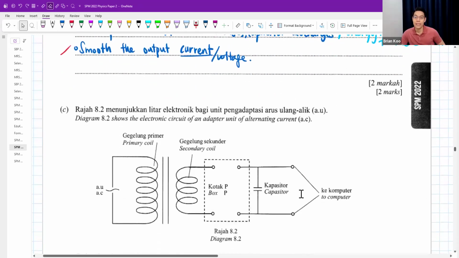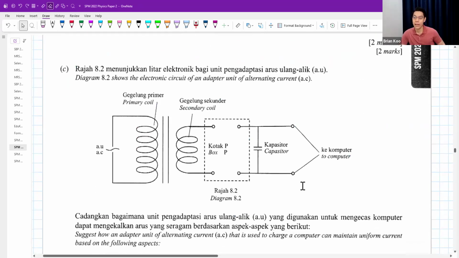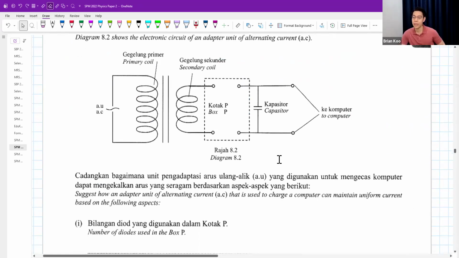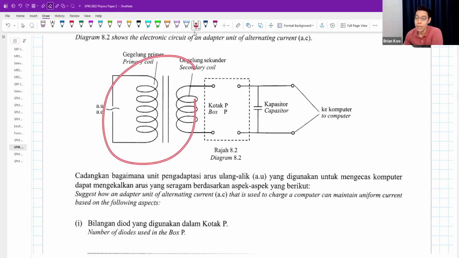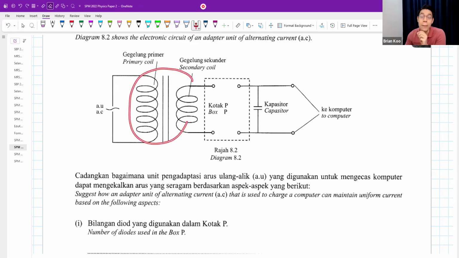Okay. But see, the diagram shows an electronic circuit with an adapter unit of an alternating current. Suggest how this adapter unit is used to charge a computer and can maintain uniform current based on the following aspects. So, first of all, we have a transformer. Usually, your charging adapter for your laptop or your phone, that 3-pin plug thing, inside the adapter, usually there is a transformer.